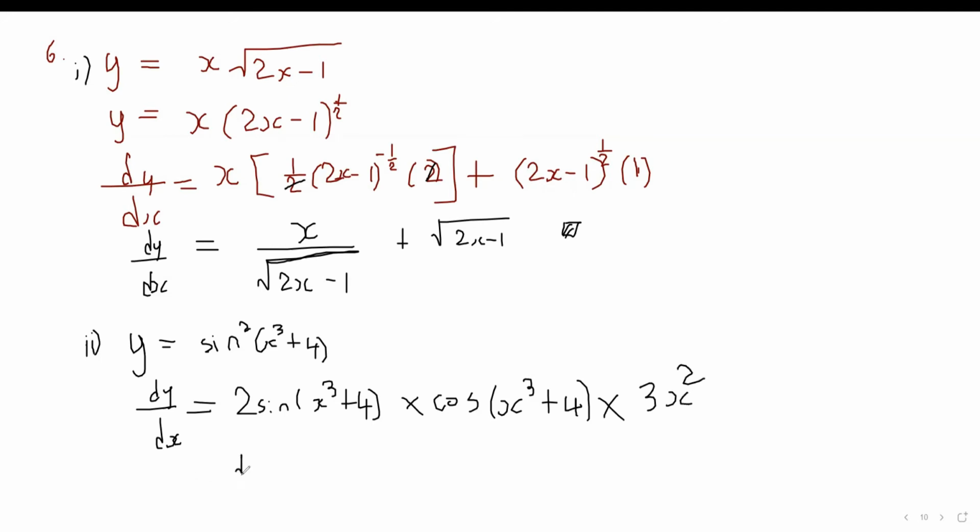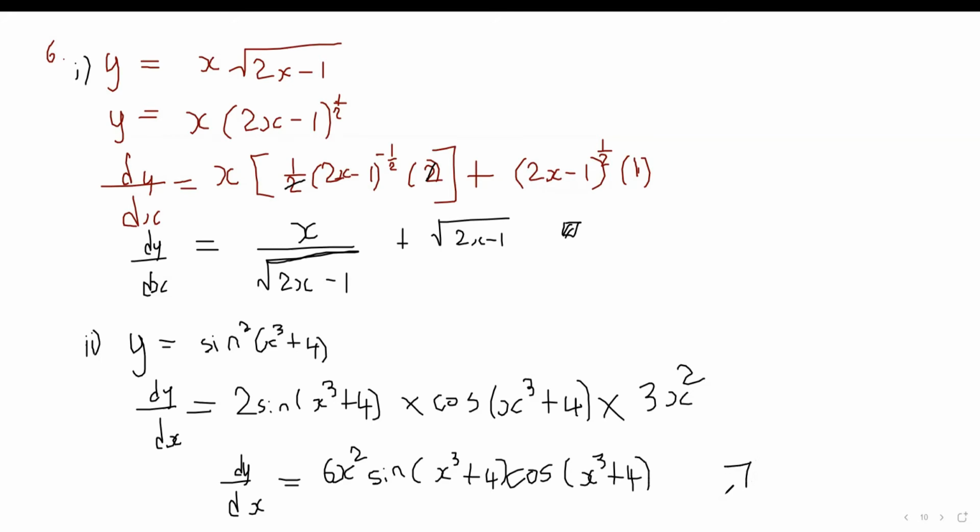So you have to do all of that. So you can conclude that dy over dx works out to be 2 times 3 is 6. So that is 6x squared times the sine of x cubed plus 4, times the cos of x cubed plus 4. This is the answer. Nice. We're done.